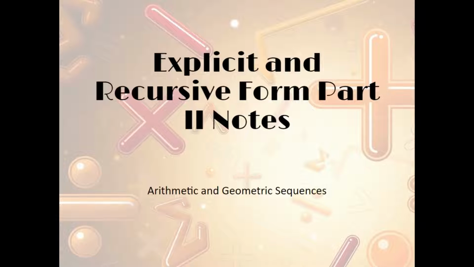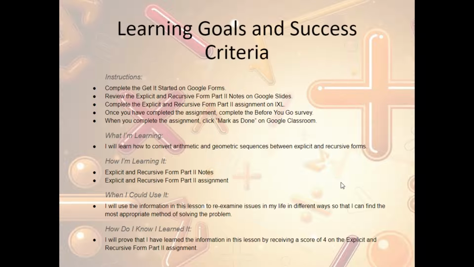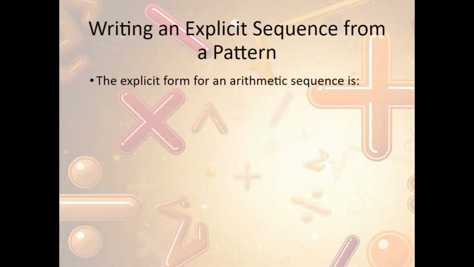Let's take a look now at the explicit and recursive form part 2 notes. The notes begin with the learning goals and success criteria. So let's talk about how we can write an explicit sequence as a pattern. Now, is that always easy to find? No, depending on the term, we don't want to have to keep calculating out. So the easiest way to do this is to write it in explicit form.